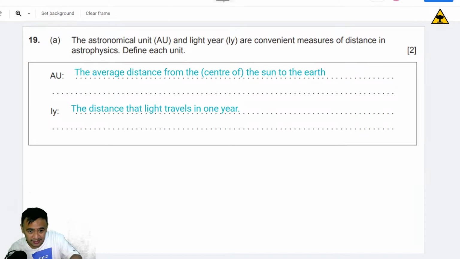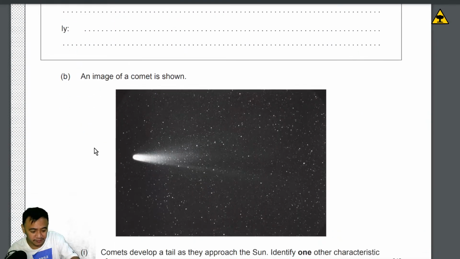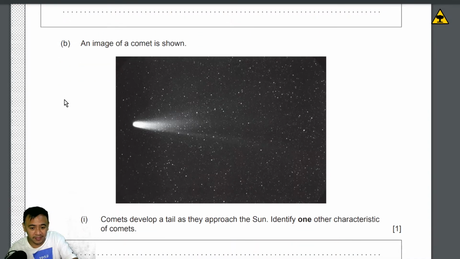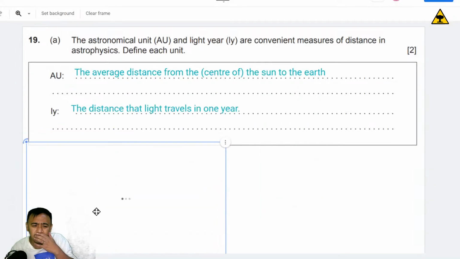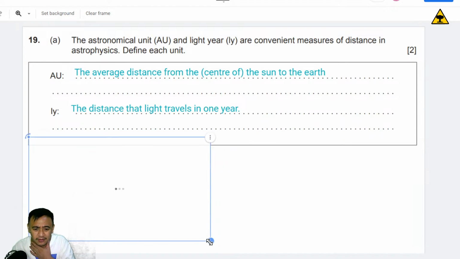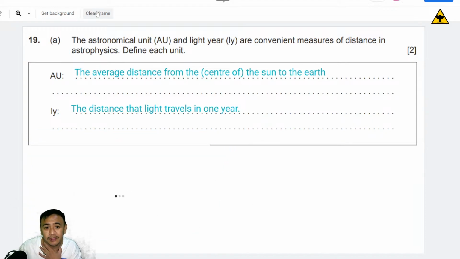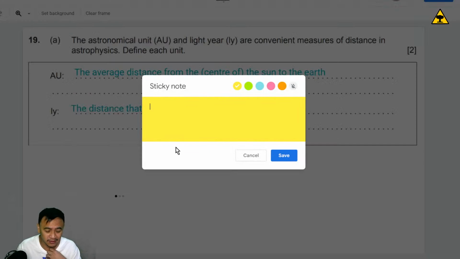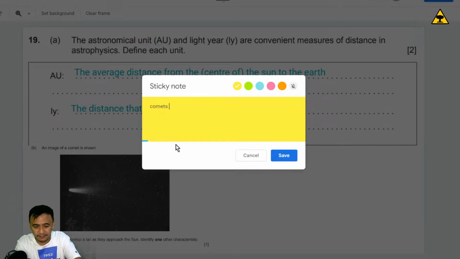Next, we have an image here of a comet. Comets develop a tail as they approach the sun. Identify one other characteristic of comets. I don't know anything about comets. Okay, so what do we know about comets? Let's just note them all here. Comets are small icy bodies. They're not rocky, they're icy.